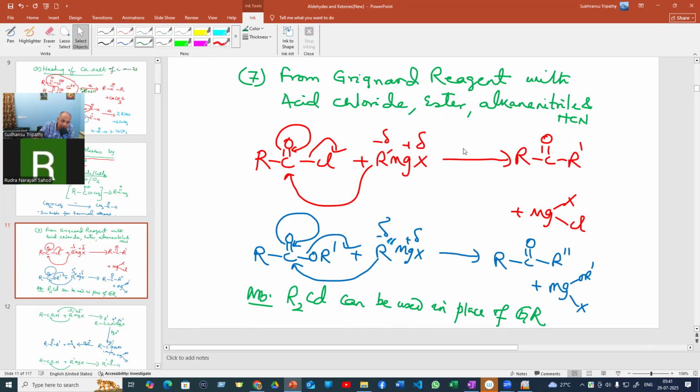So Grignard reagent, as you know, is an organometallic compound. So you can also use dialkyl cadmium in place of Grignard reagent. One of the R will be active, the other R will remain with cadmium. So the same thing will happen. One R minus will attack, whether you are taking acid chloride or ester, and you get ketone. Only ketone in this case. Acid chloride and ester will give only ketone.